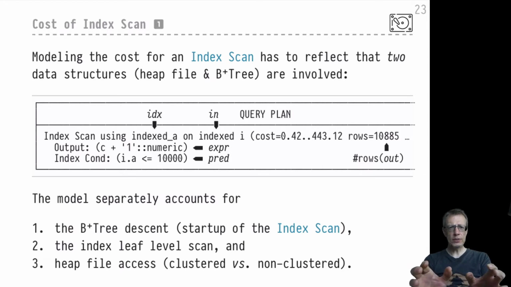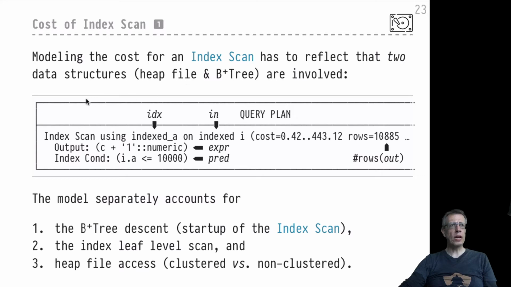Let's invest some thought in the development of the cost formula for index scan, which of course is a somewhat more intricate undertaking than for sequential scan because there are two data structures involved that the system will process: the heap file as well as the B+ tree that supports the index condition.